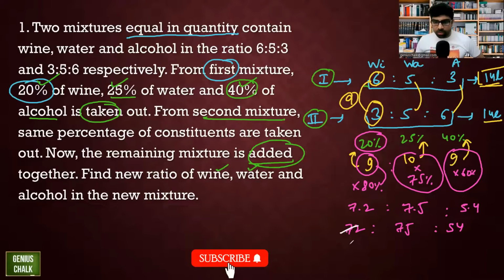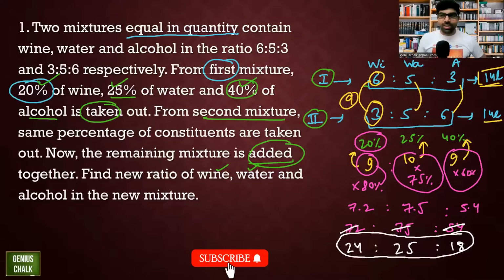Now they all cancel by 3. So 3 2s are 6, 3 4s are 12, 3 2s are 6, 3 5s are 15, and 3 1s are 3, 3 8s are 24. That means this is my final ratio, which is the answer of this question.